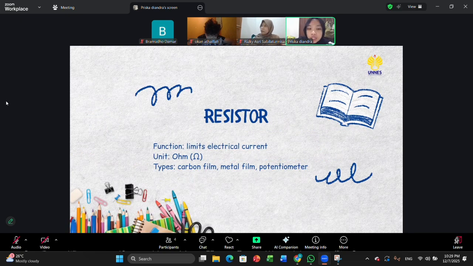A resistor is a component used to limit electrical current. Its unit is the ohm. There are several types of resistors such as carbon film, metal film, and variable resistors like the potentiometer. Each type has specific characteristics and applications.